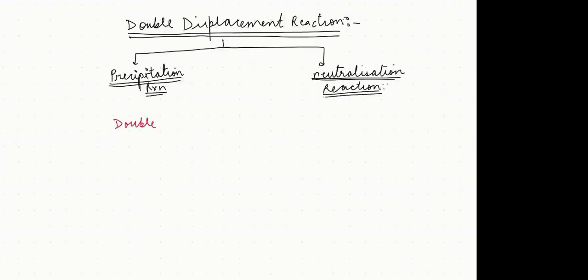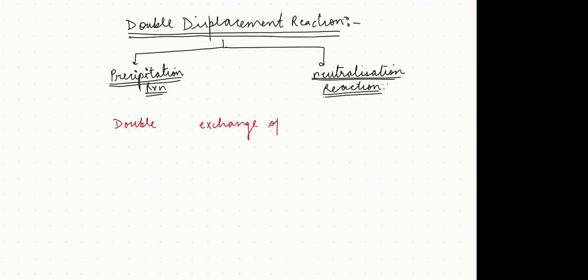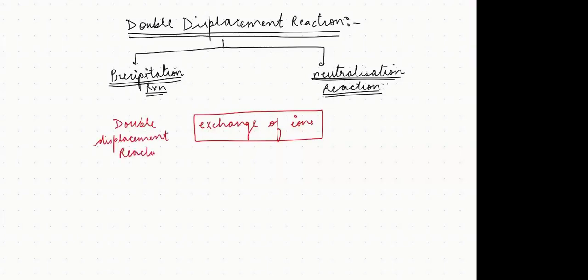The exchange of ions, radicals. The exchange of ions is what you call a double displacement reaction. Double displacement reactions are what? The exchange of ions is called the double displacement reaction.